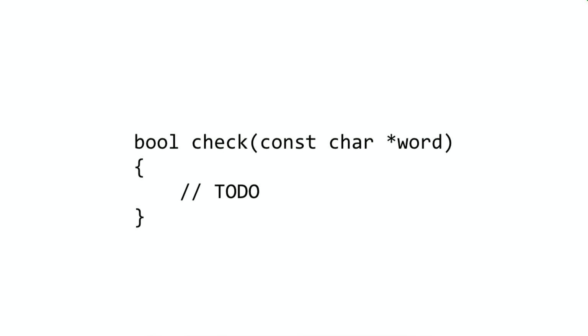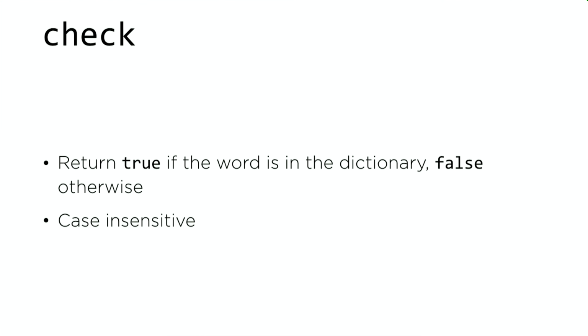In the check function, your job is to take a word and check to see if the word is in the dictionary or not. The check function will take a char star, or string, representing the word as its input, and the output will be a Boolean variable, true or false. So, what does your check function need to do? Well, your function should return true if the word is in your dictionary, and it should return false otherwise.